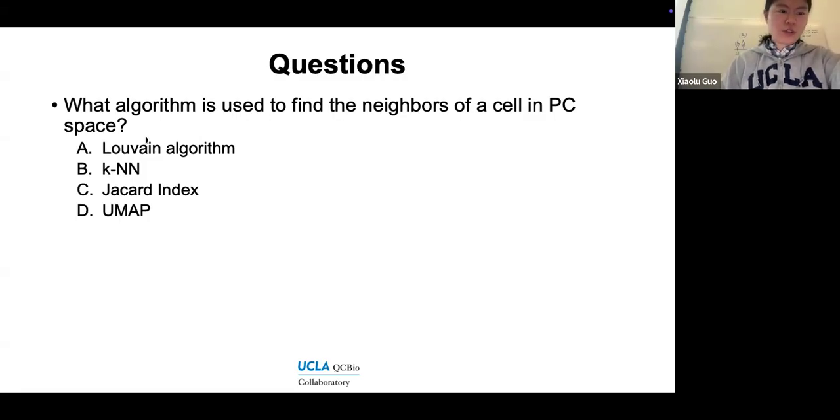And what do we use the Louvain algorithm for? Clustering, right? This is the algorithm we use to identify the clusters. And how about the Jaccard index? What do we use it for? It measures the overlapping neighbors.